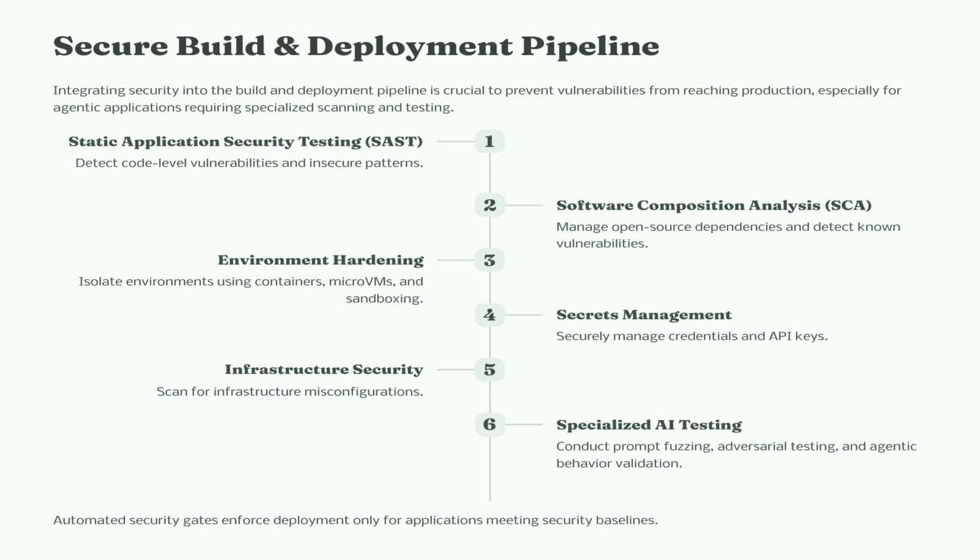Finally, specialized AI testing helps us validate agentic behavior through techniques like prompt fuzzing and adversarial testing. By implementing these automated security gates, we ensure that only applications meeting our security standards are deployed. Now, as we shift our focus to runtime security, we'll explore the importance of continuous monitoring for agentic applications.